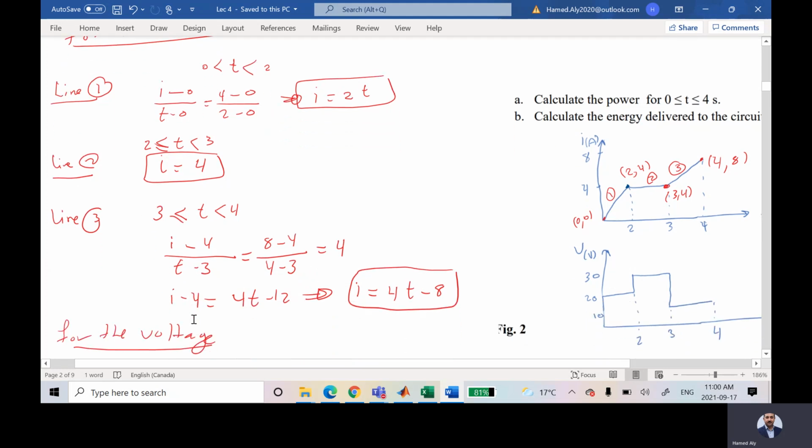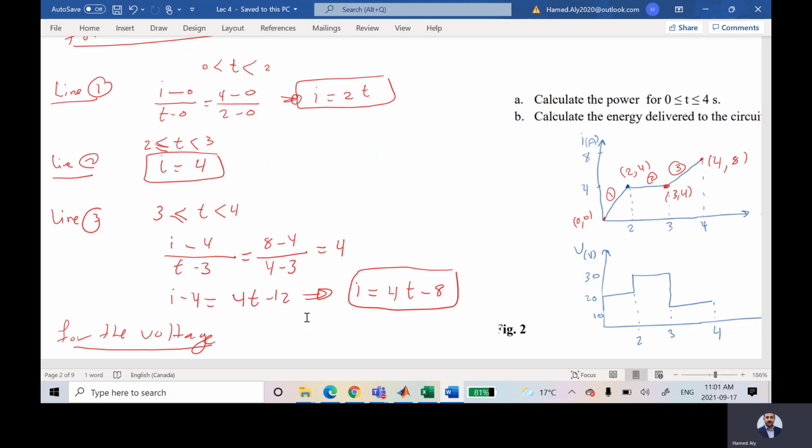So I can say I minus 4 should be equal to 4 multiplied by this term, which is t minus 3. So I'll have 4t minus 12. Then I will move 4 to the other side here. At the end, I will have 4t minus 8. These are the equations for the current.